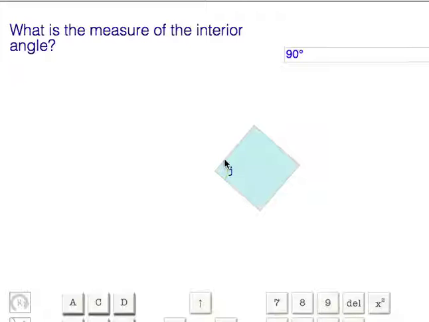All right, well, that's clearly 90 degrees. 90 degrees is a square. Square means 90 degrees right there. So enter.